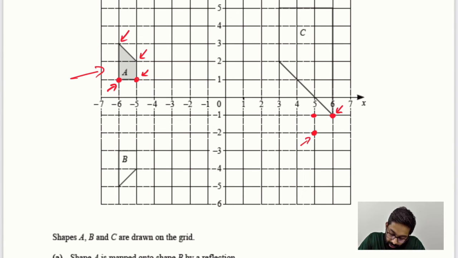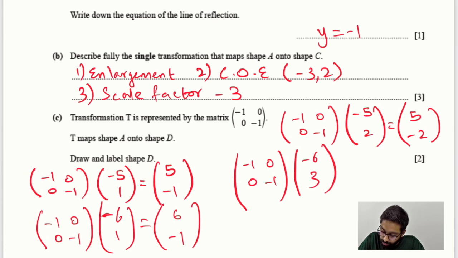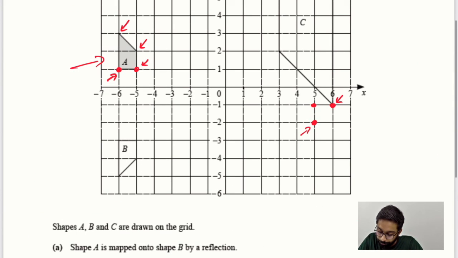Okay, the last point, the coordinates of this point are minus 6 and 3. So we multiply the coordinates minus 1, 0, 0, minus 1 by minus 6 and 3. When we do that, minus 1 gets multiplied by minus 6, you get 6. Minus 1 gets multiplied by 3, you get negative 3. So the last point is 6 and minus 3. Okay, let's connect these points with these lines and you have your shape D. I hope it made sense.